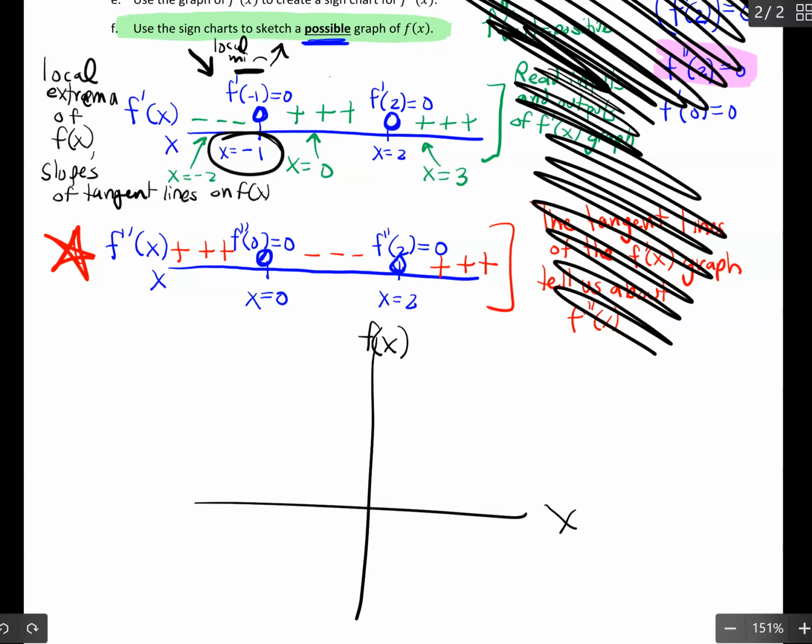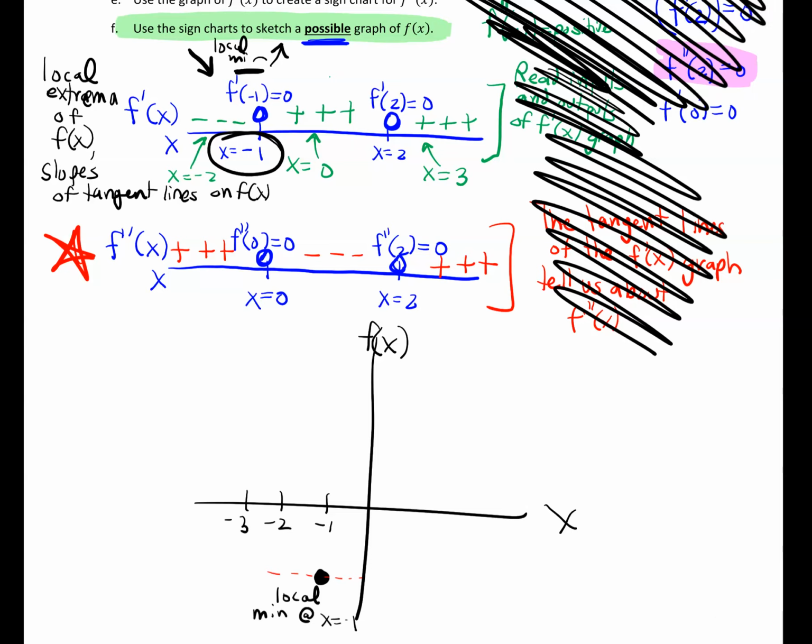Now here's the deal. I don't know how low to put that local min. That's why it's a possible graph. I don't know where it's located. I could put it up here. I could put it on the x-axis. I could put it down here. It doesn't matter. There's a lot of right answers, okay? So I'm just going to really exaggerate it and put it down here maybe. So my tangent line is going to go horizontal there, but I'm going to hit this local min. I don't know how far down it is, but there's a local min at x equals -1.